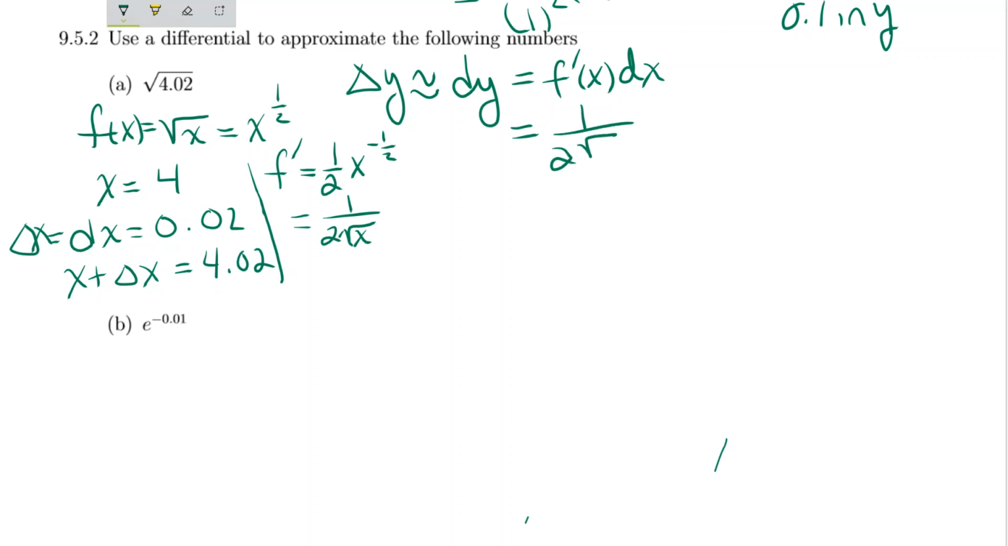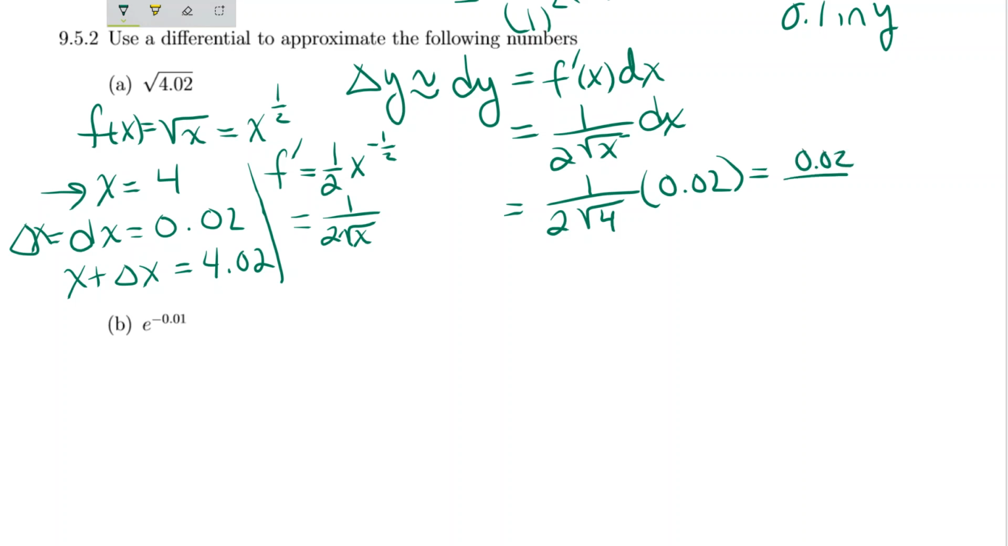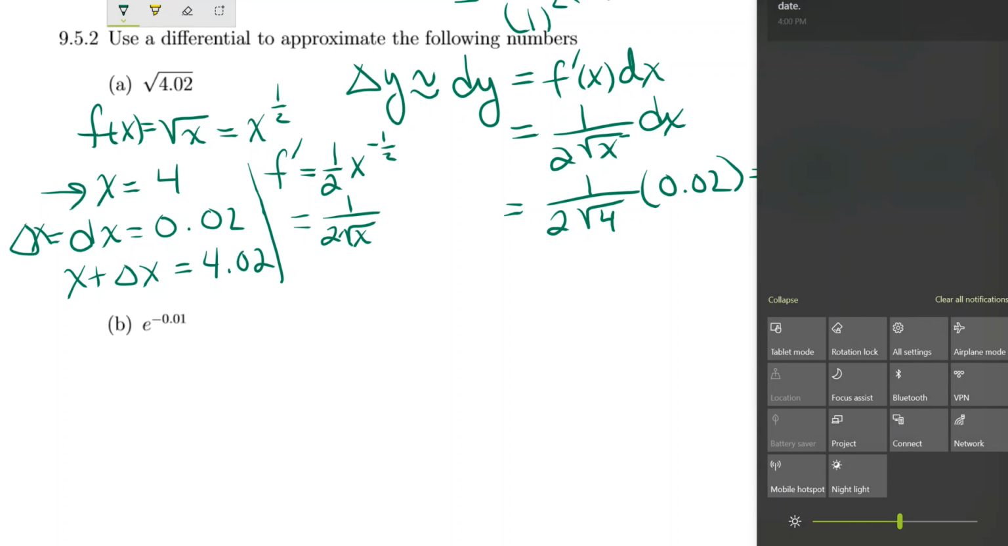All right, so I'm going to be doing my delta y at my base, so my x value is 4. That's where I'm doing this at. So I want to use that base because I can actually do the square root of 4, you know what I mean? Times my dx, which is just 0.02. So here I'll get the square root of 4, which is 2, so 1/4 times 0.02, which happens to come out 0.005. Cool. So that's how much my y has changed.